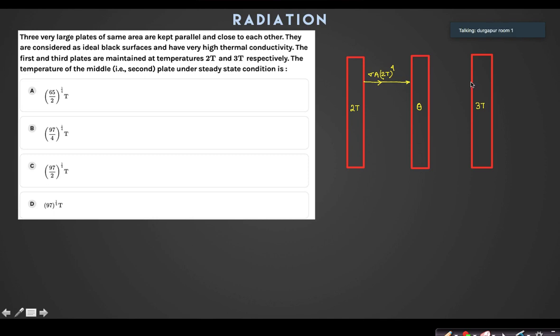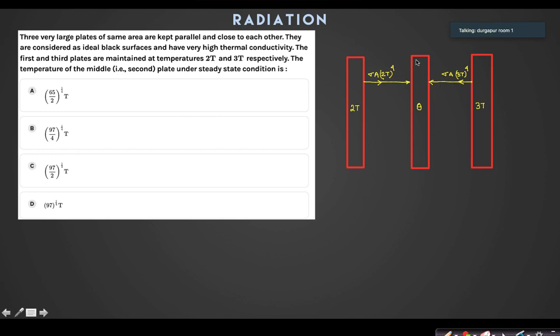Similarly, what is the emission by this other plate? Sigma into A into (3T) to the power 4. Is that emission also going to hit this plate? Yes or no? Sir, it will be C, not D. Yes, it is C.